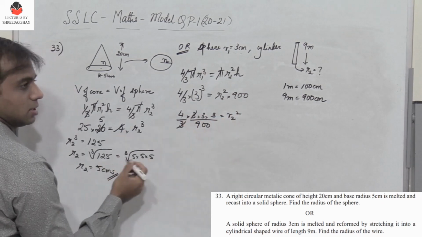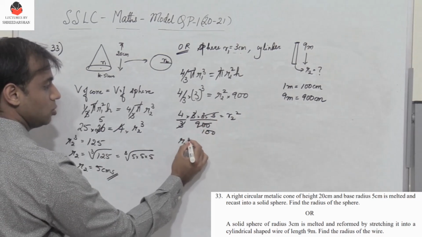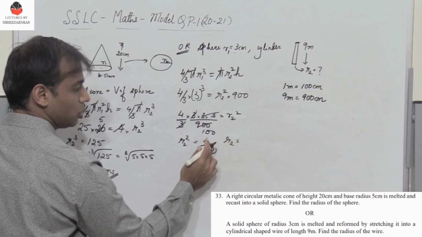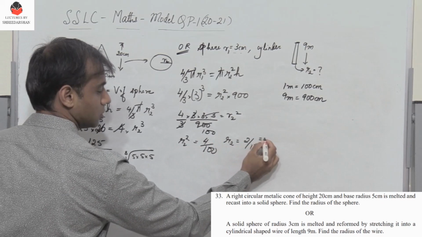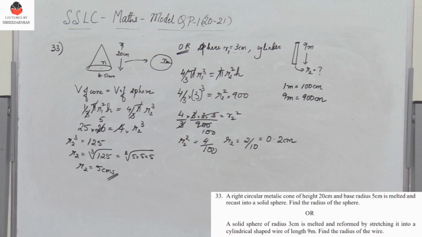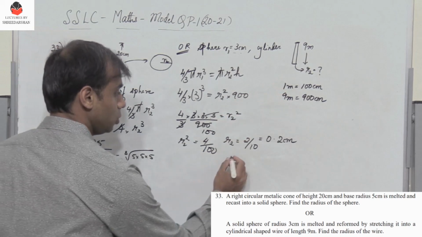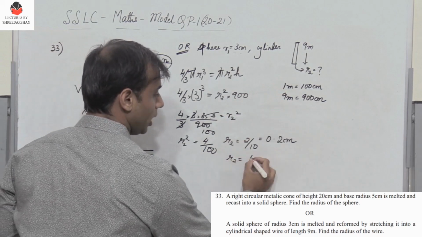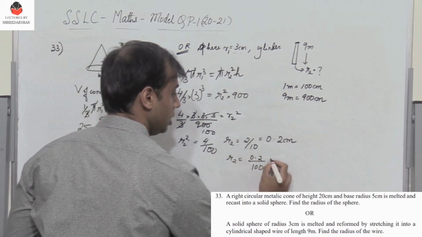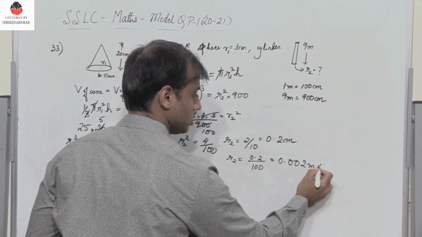So one 3 gets cancelled. 3 into 3 is 9, right? So this becomes 100. So r2 square is 4 by 100, or r2 is the square root of 4 by 100, which is 2 by 10, or it is 0.2 centimeters. Now if you want the value of the radius of the cylinder in meters, what should I do? I have to divide this by 100 to get the value in meters. So that's going to be 0.002. I have to add 2 zeros after the decimal point, meters.